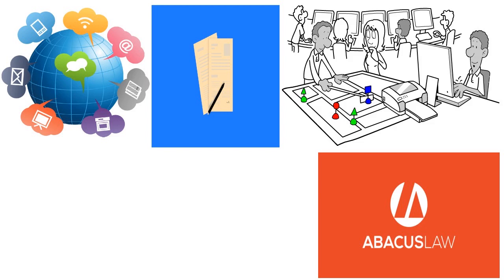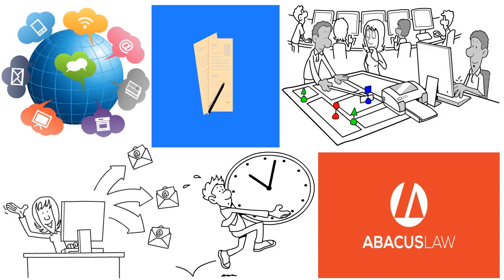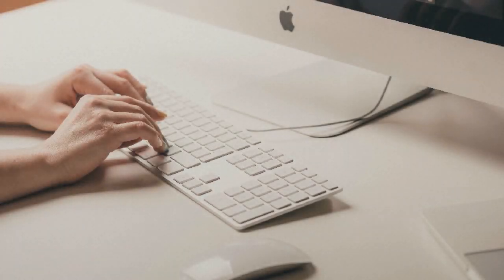You have calendaring, of course. You have timekeeping. You have conflict checking. So we really love this conflict checker within AbacusLaw. This is really cool. You are able to email clients. So this is really cool as well. You are able to do a lot of things, which in the end help give you a competitive edge.